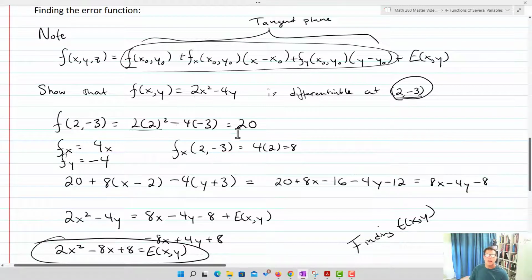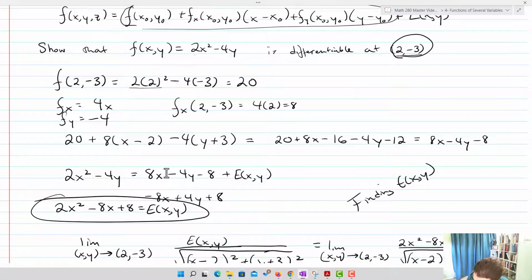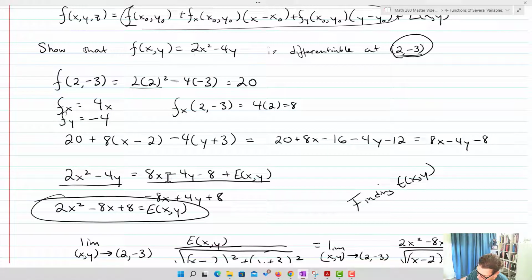So what I needed to do was find the tangent plane. Okay, so I went in and I found the tangent plane, and once I did that, I could plug the tangent plane into my equation. This is what happened right here. I have f(x,y), and that'll equal my tangent plane plus E(x,y). A little bit of algebra will then give me what E(x,y) is. And I should actually rewrite this as f(x,y).